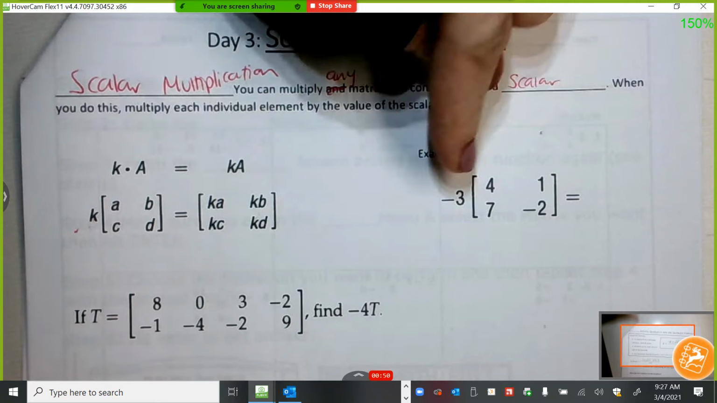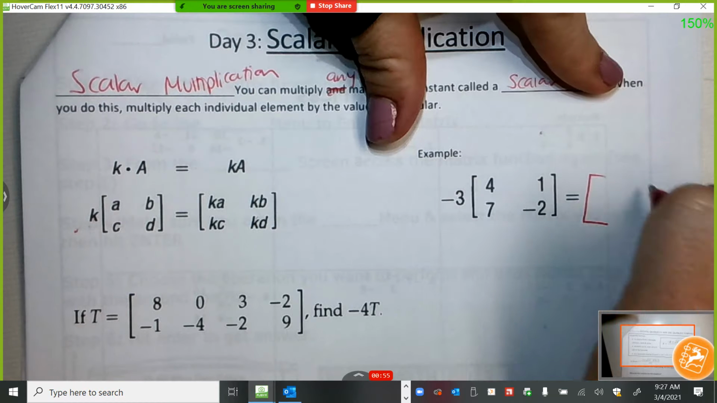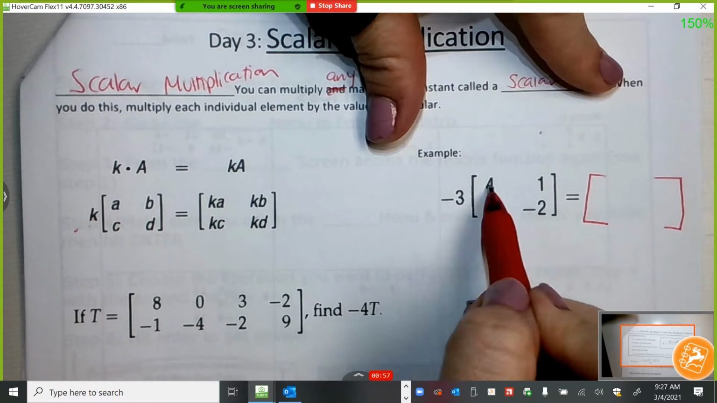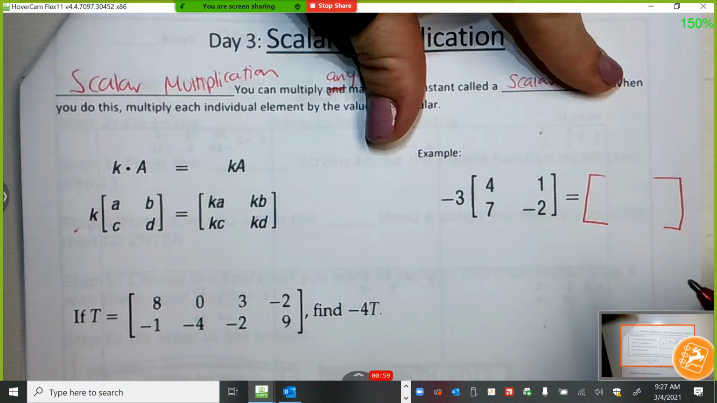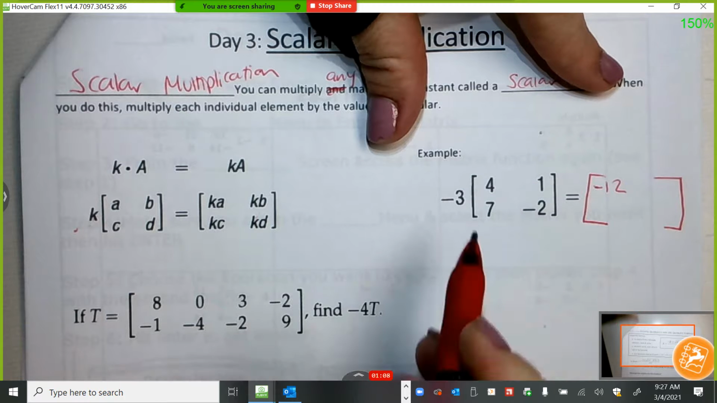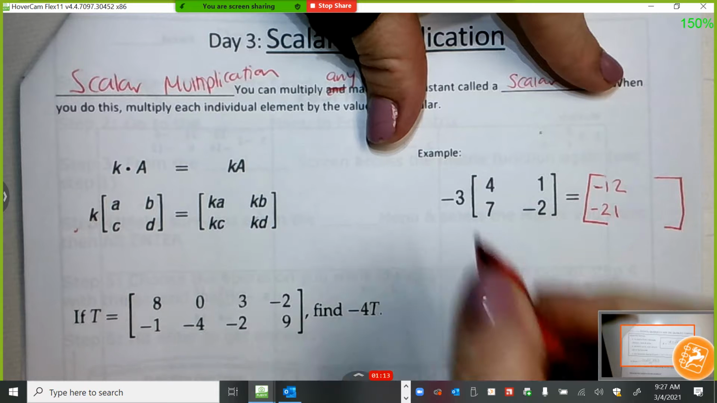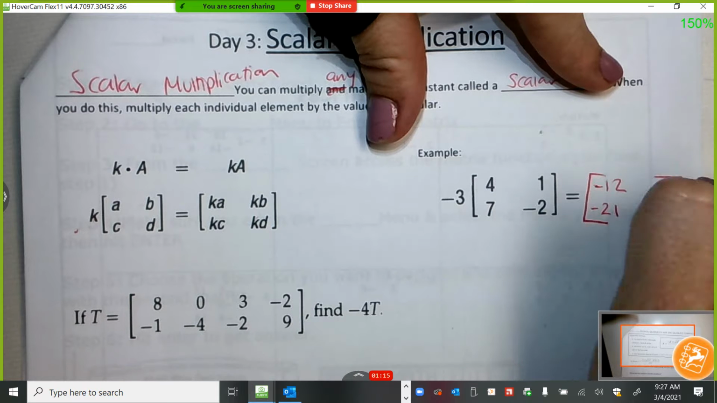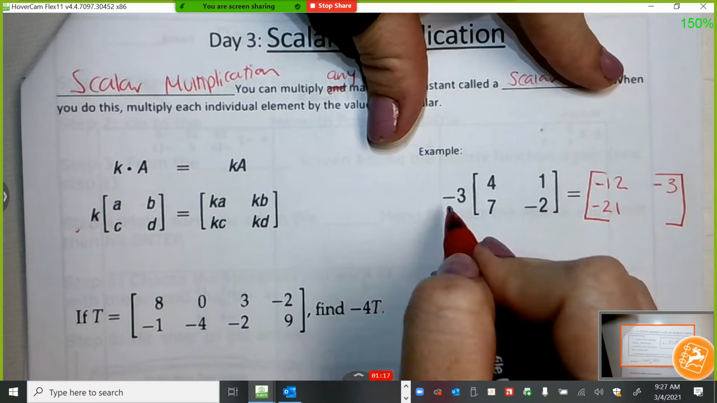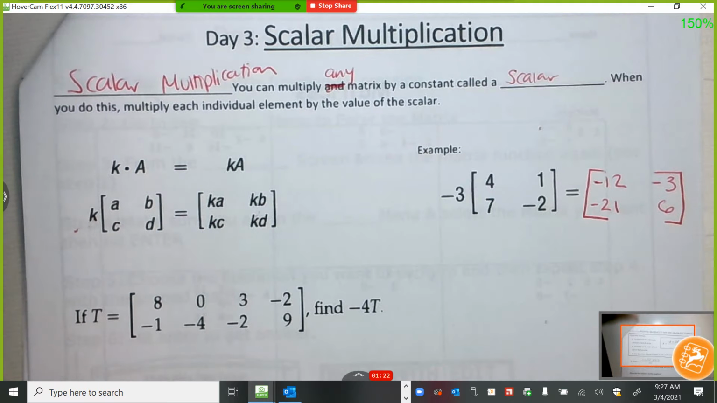Okay, so if you look here, and we actually do it, this is a 2 by 2, so we know we're going to build a 2 by 2. What's negative 3 times 4? Negative 12. Okay, negative 3 times 7 is negative 21. Negative 3 times 1 is negative 3. Negative 3 times negative 2 is positive 6 because two negatives makes a positive.